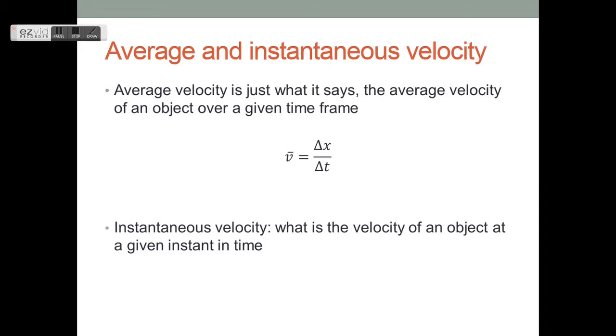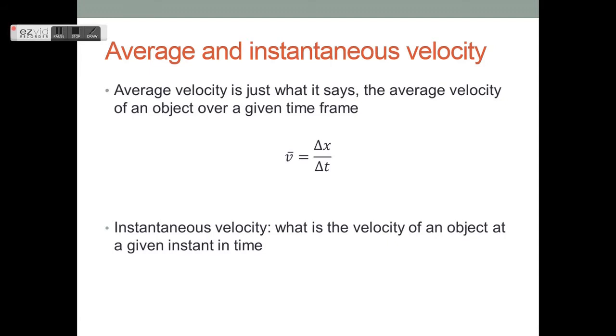Average velocity is really just what it says, the average of velocity of an object over a given time frame. And the way to calculate average velocity is to take the displacement and divide by the amount of time it took for that displacement to occur. Delta x over delta t.